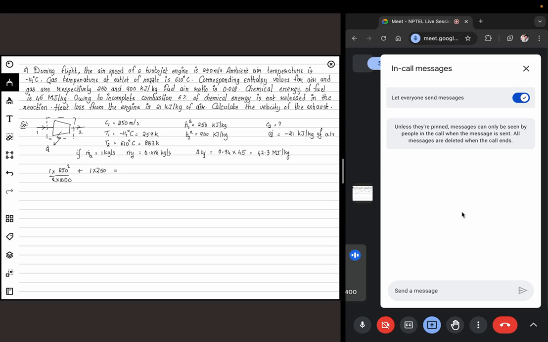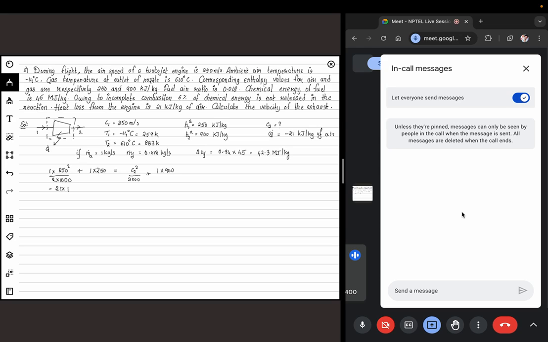At the outlet, we have a velocity of C2 square. That is something that we need to find out. And we know the outlet enthalpy. That is mass, 1, times 900. And then we have a net heat reduction of minus 21 kilojoule per kilogram of air. Air mass flow rate is 1.